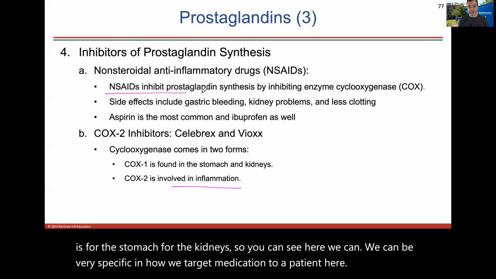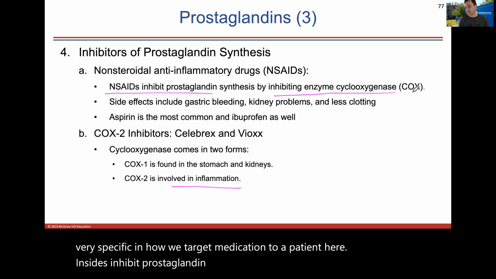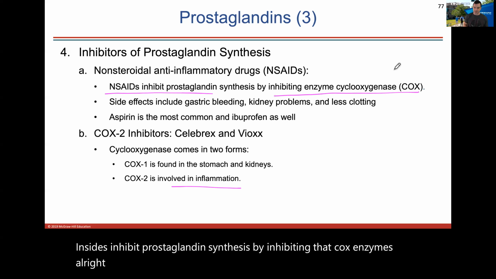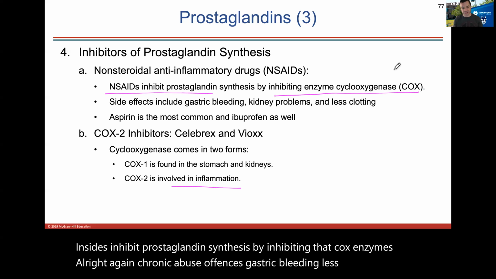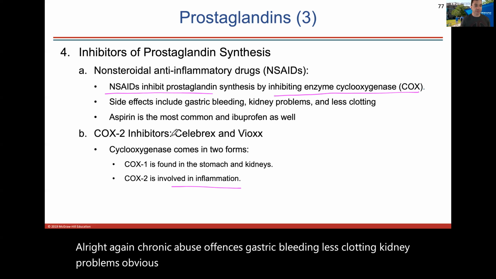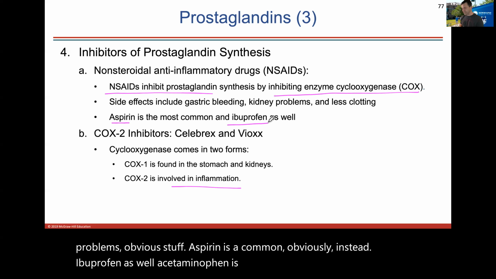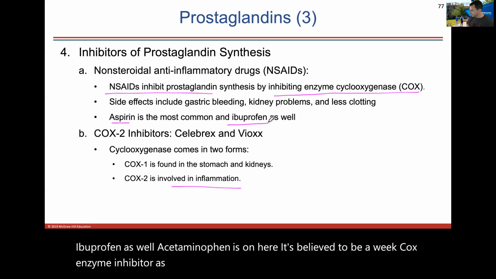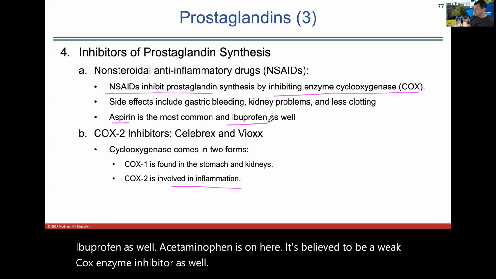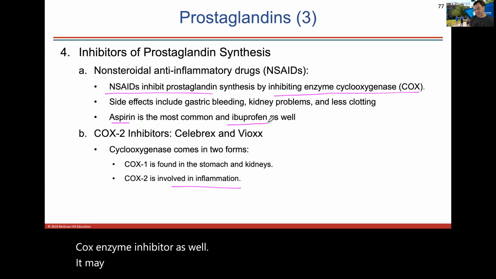NSAIDs inhibit prostaglandin synthesis by inhibiting that COX enzyme. All right. Again, chronic abuse of NSAIDs: gastric bleeding, less clotting, kidney problems, obvious stuff. Aspirin is a common, obviously, NSAID. Ibuprofen as well. Acetaminophen is on here. It's believed to be a weak COX enzyme inhibitor as well. It may also work within the central nervous system to bring down some swelling and inflammation.